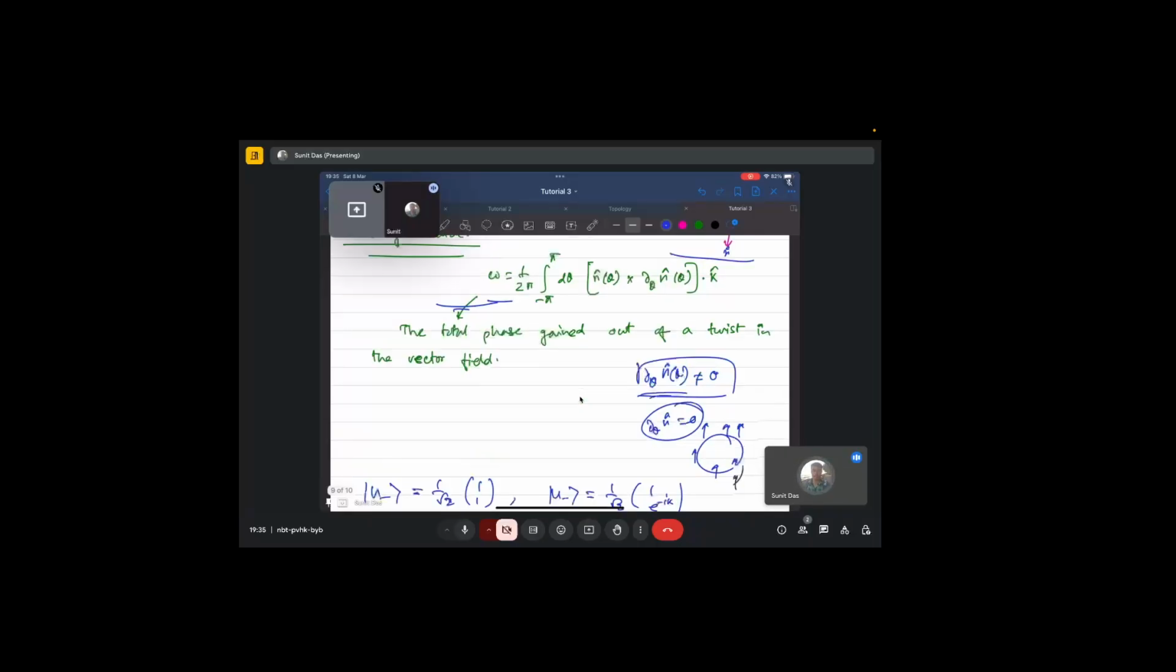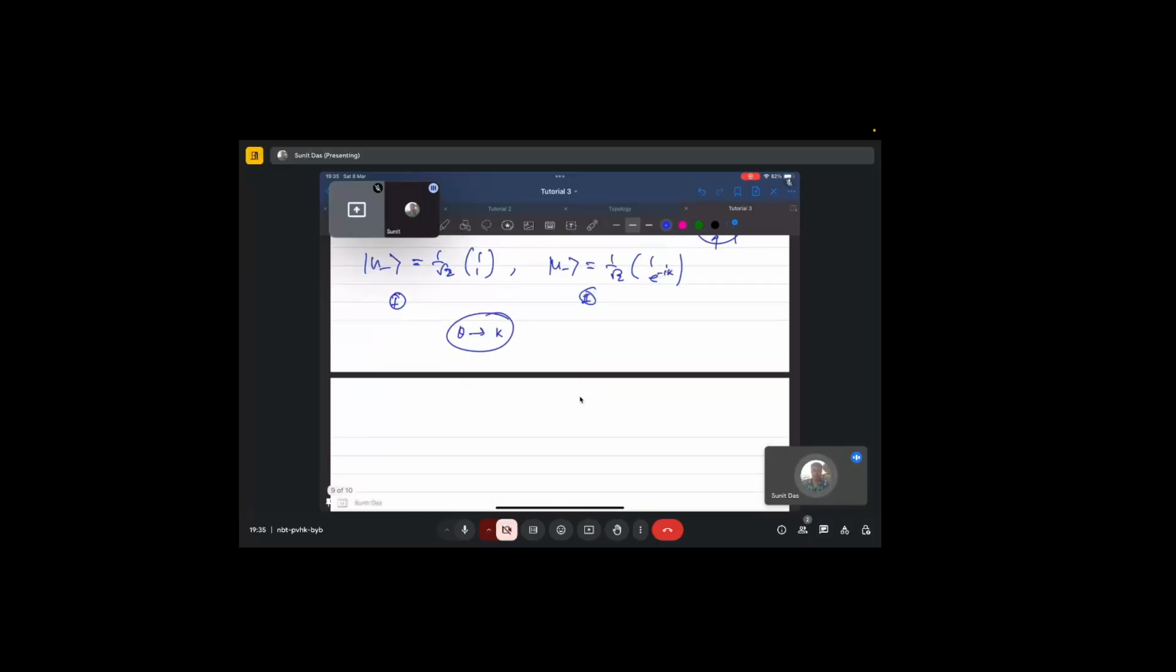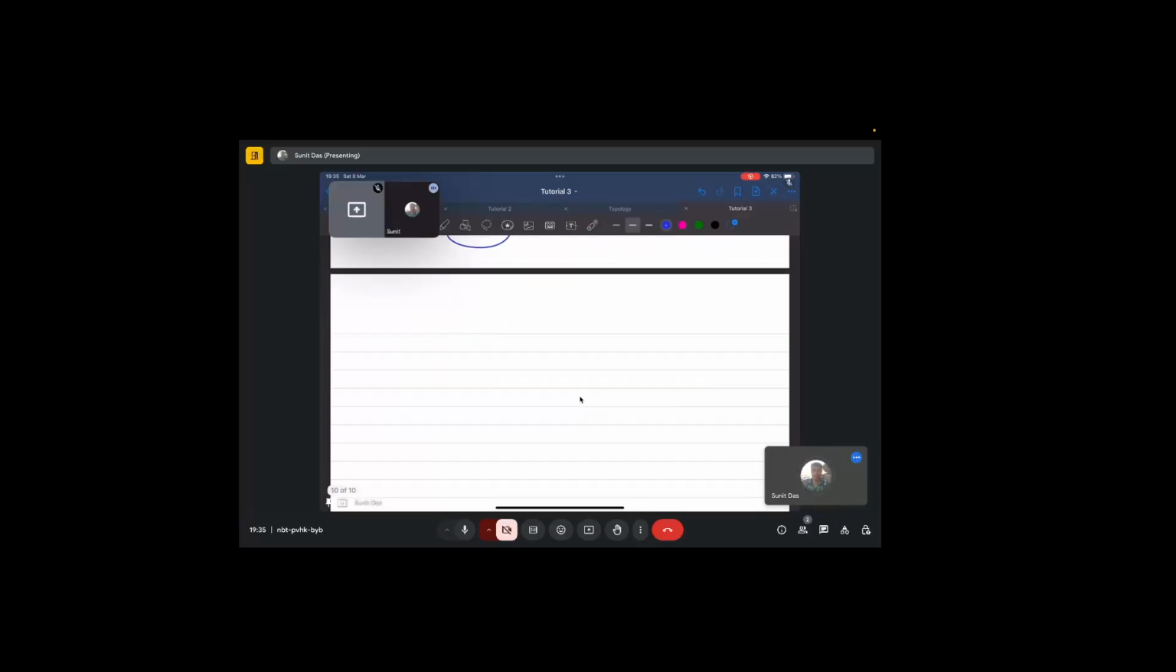Now in our case, the parameter is simply k, right? So the varying parameter is k. So we had e to the power i phi equal to minus e to the power i k, something like this. So for our case, the momentum space winding number formula is simply given by 1 by 2 pi, integral from minus pi to pi. Again, these are k parameters, right?